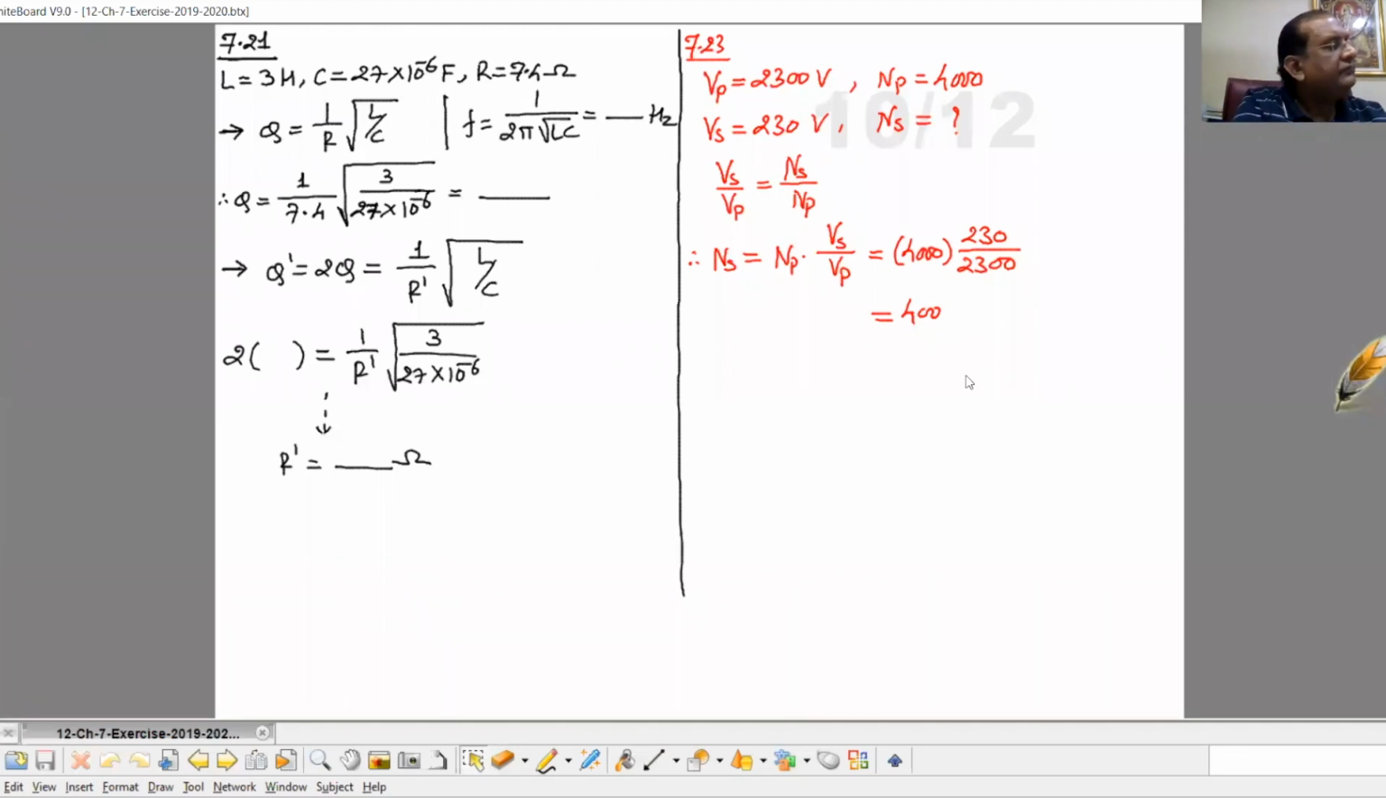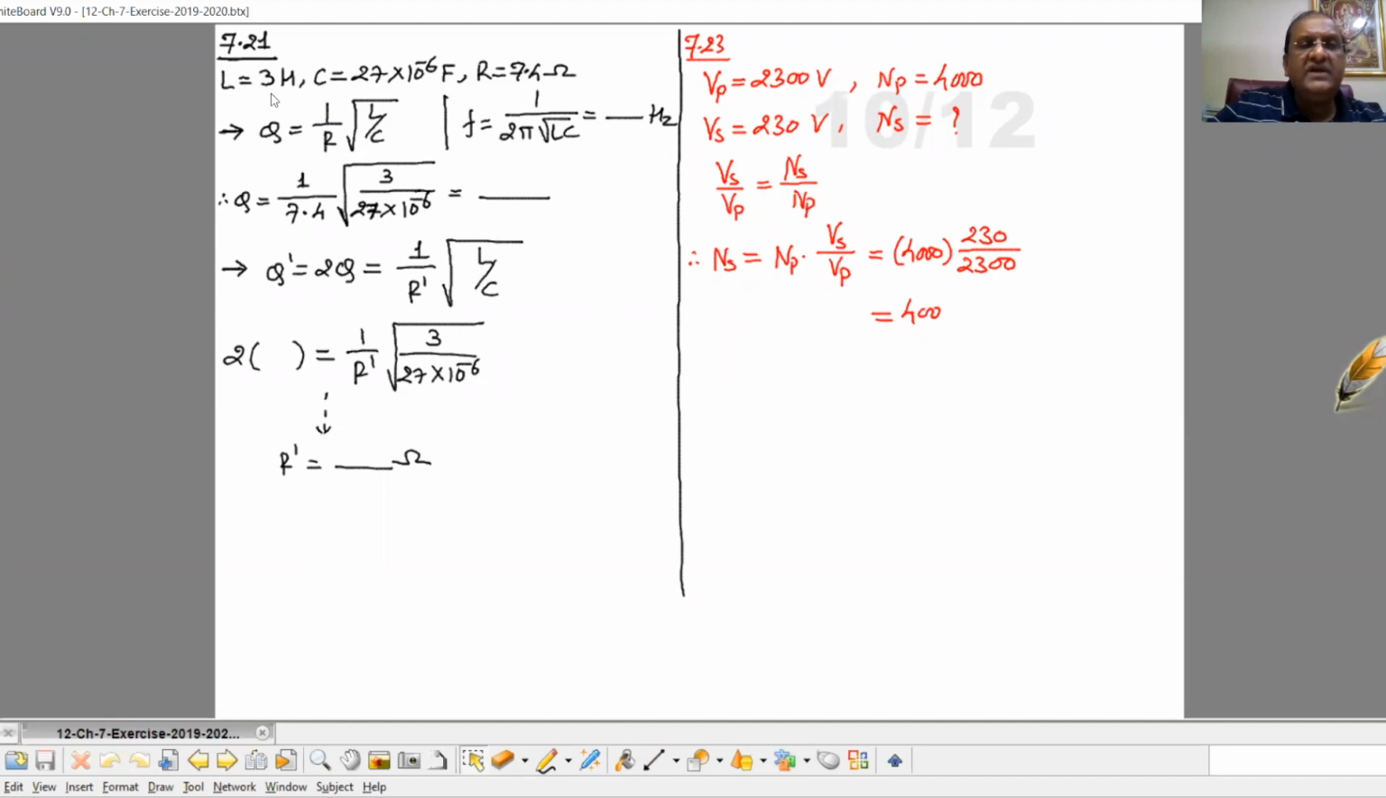7.21. Obtain the resonant frequency and Q factor of a series LCR circuit with L equal to 3 Henry, C equal to 27 microfarad and R equal to 7.4 ohm. It is desired to improve the sharpness of the resonance of the circuit by reducing its full width at half maximum by a factor of 2. Suggest a suitable way.